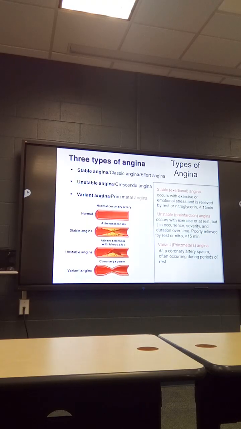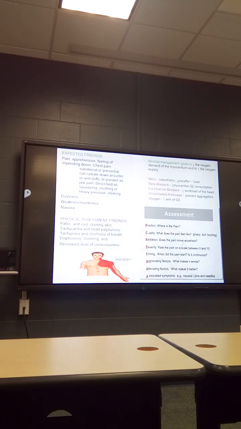Variant angina is more for muscle spasms. You might have a quick pain, but it goes away, and that's usually just a variant where your vessels are spasming, causing the chest pain. Okay? So you will need to know the difference between stable, unstable, and variant.